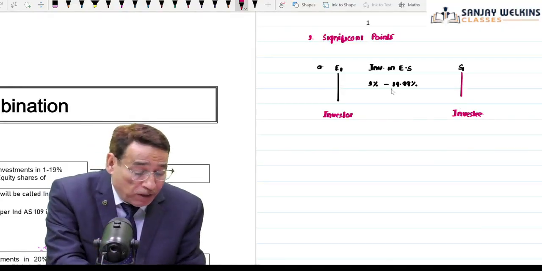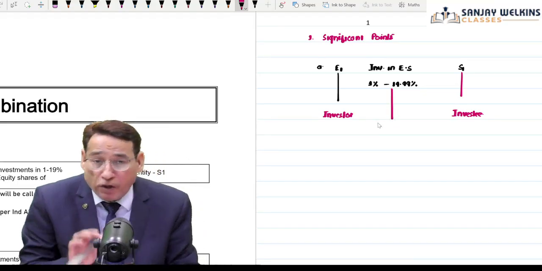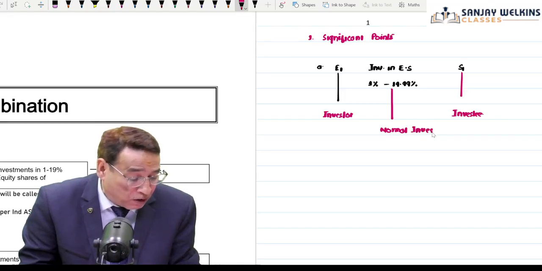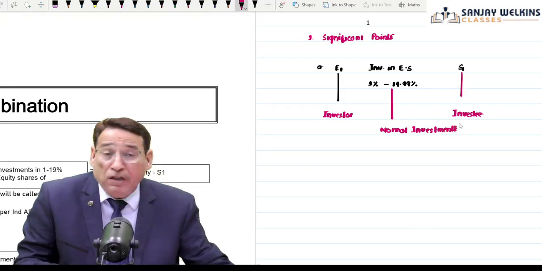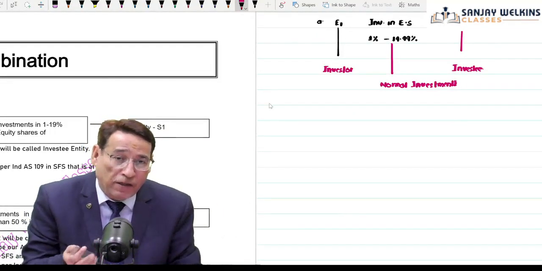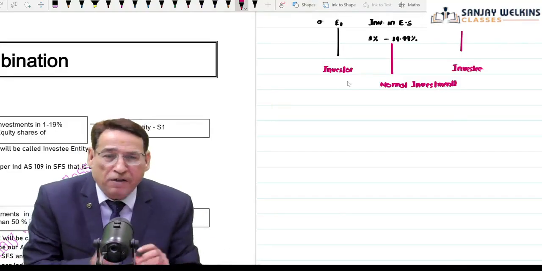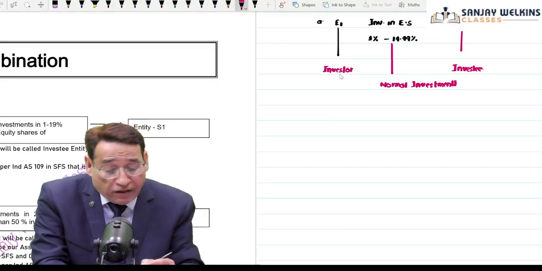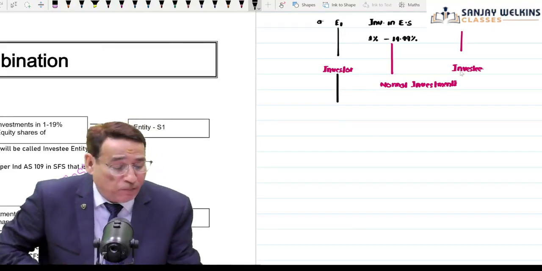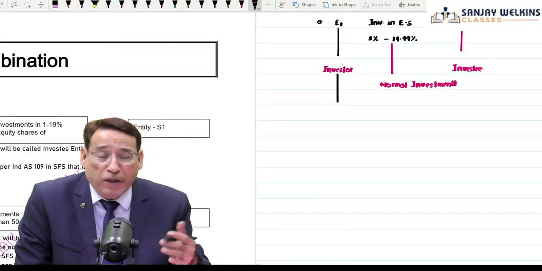And if our investment is in the vicinity of 1% to 19.99%, then it will be presumed as a simple normal investment. So these are the basic points which you need to understand. If my investment in another entity is 7%, 8%, 9%, 11%, 18%, 19%, then these will be considered as normal investment. And the important point is that in this case, the investor entity is going to account for its investment in the investee entity, because the investor entity has made some investment in the investee entity.